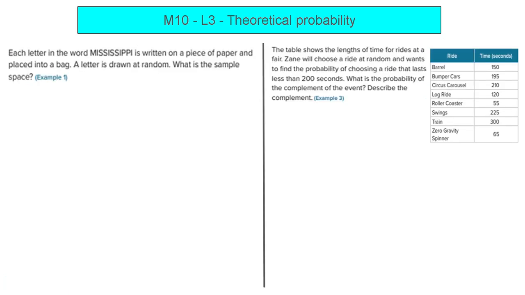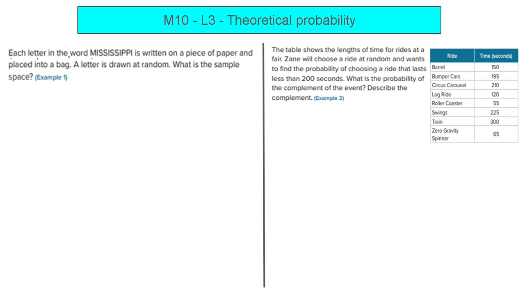Now next, lesson 3 is about theoretical probability. Theoretical probability means we do not do any experiment. We just try to find the probability by looking at what we see. Let us do it. First question.